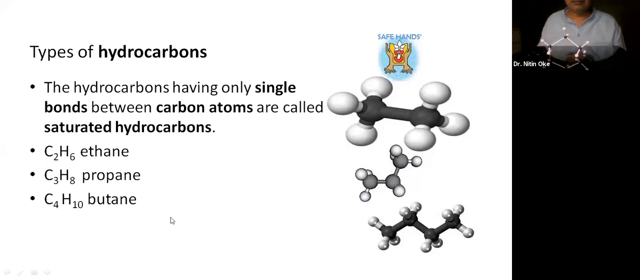There is a structure like that. We are talking about the straight chain.